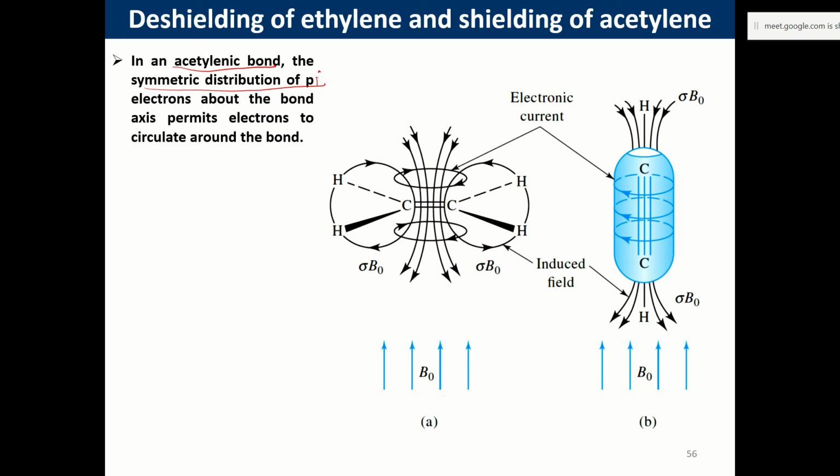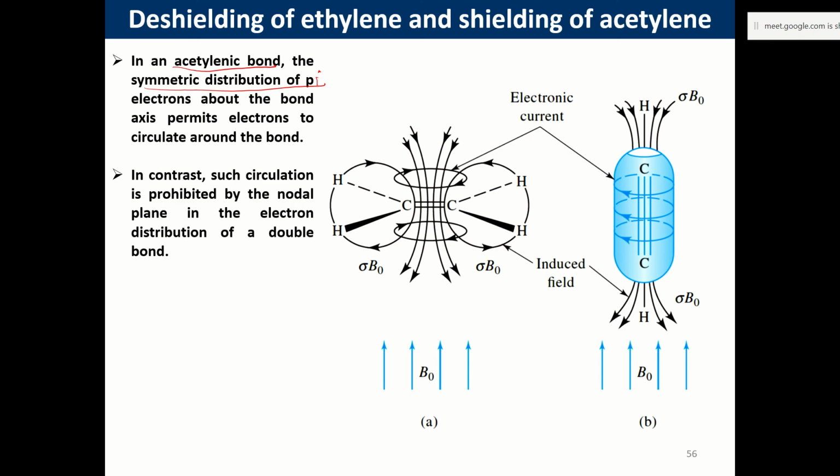So the pi electrons have a symmetric distribution around the bond axis, and they circulate throughout the bond axis. You can imagine their circulation around this. This kind of thing was not happening in the previous case, the ethylene case, because there was a nodal plane along the double bond. So now you will see what will happen in this case.